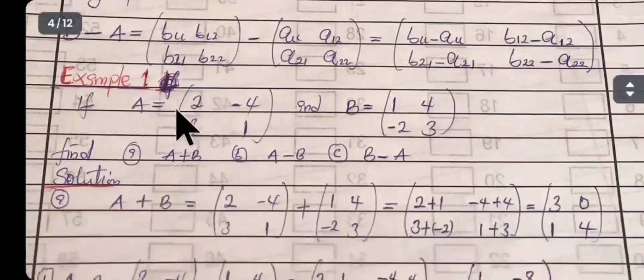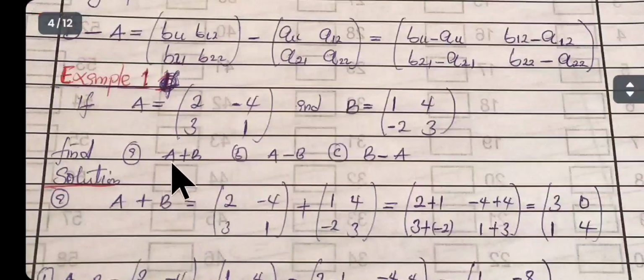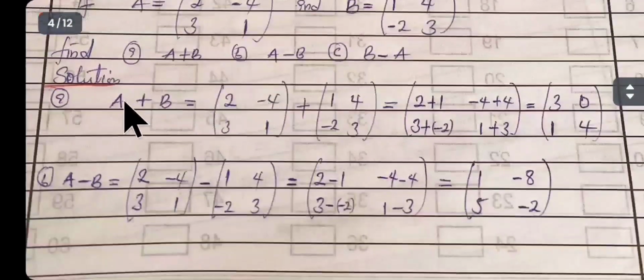So let's look at an example. An example will help us clarify the whole thing. Matrix A equals this and matrix B equals this. Find matrix A plus B, matrix A minus B, and matrix B minus A. Solution: A plus B is going to be matrix A plus matrix B, so we are going to add element-wise.